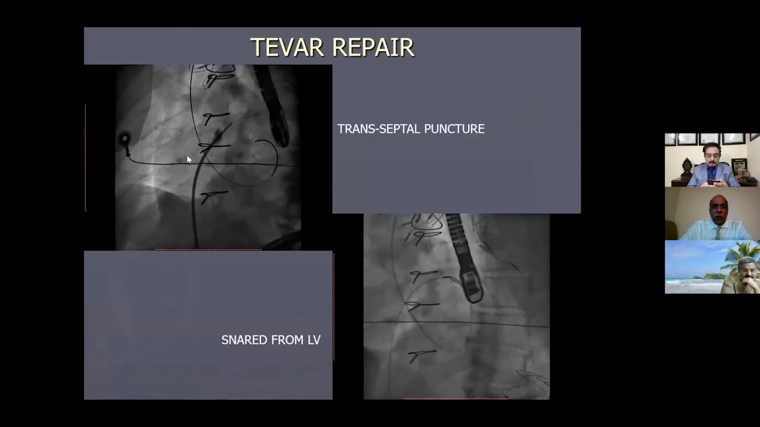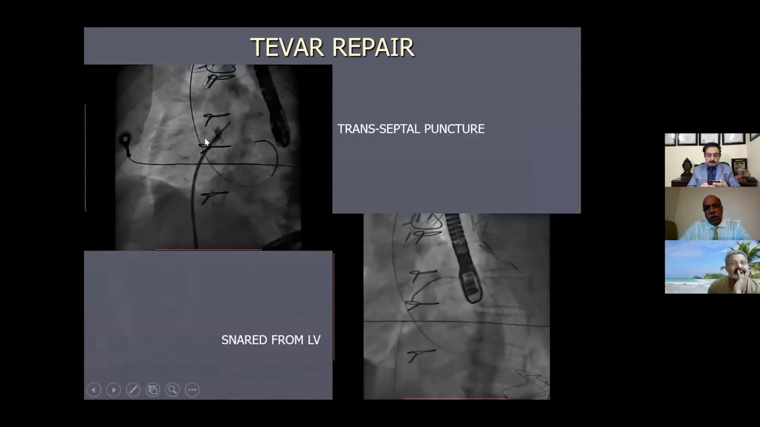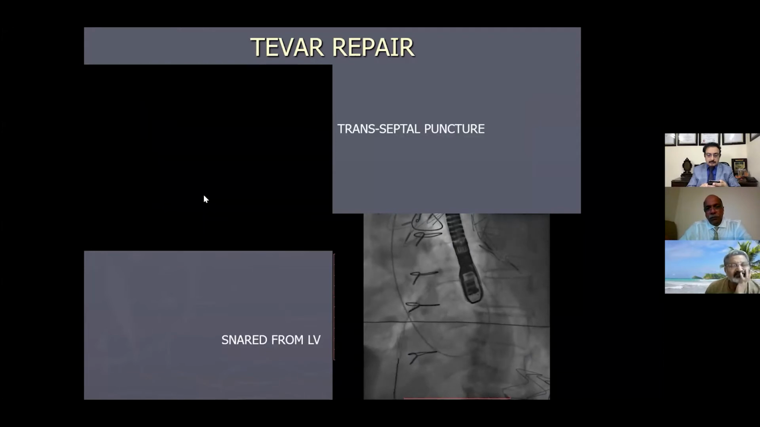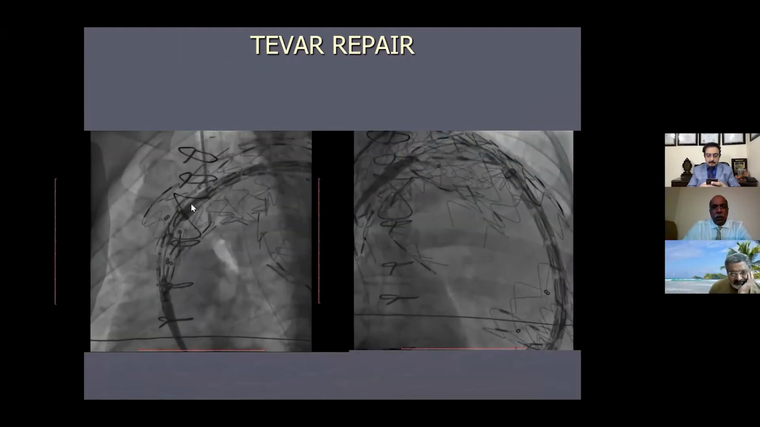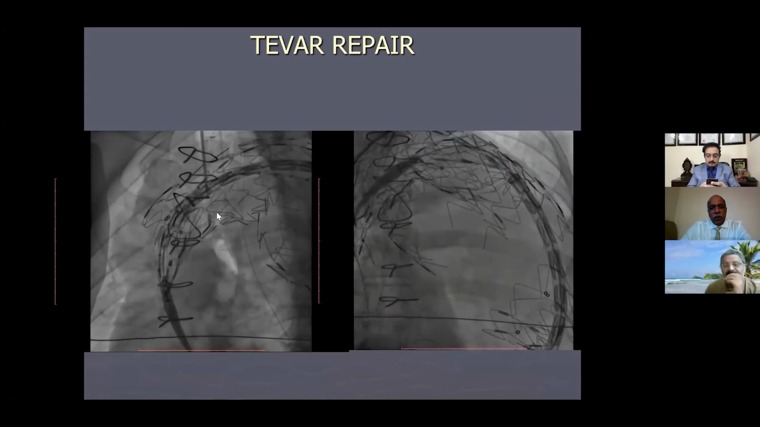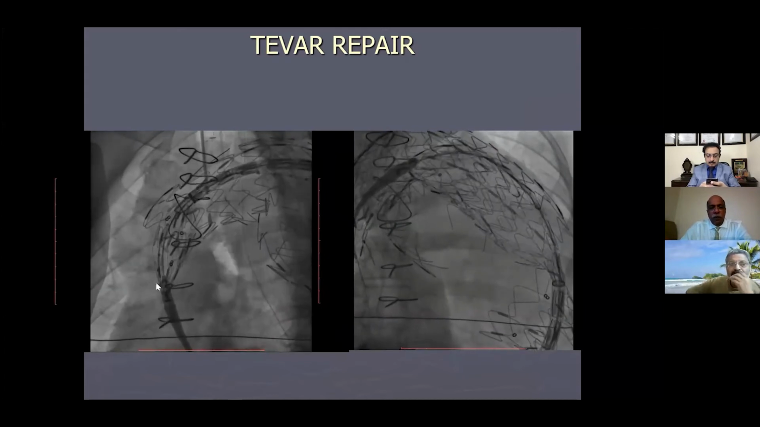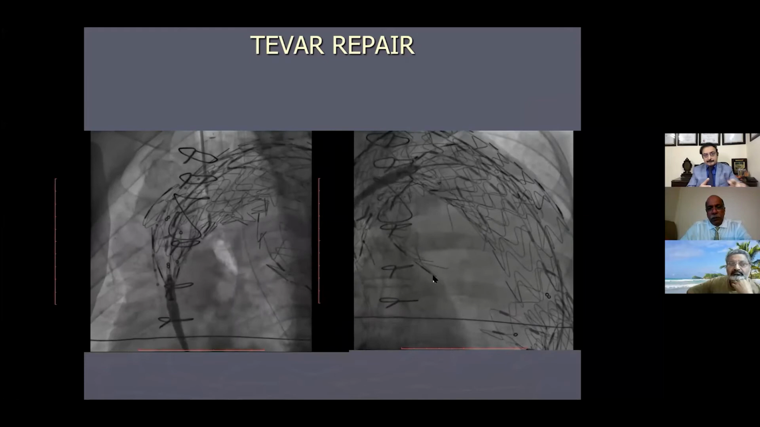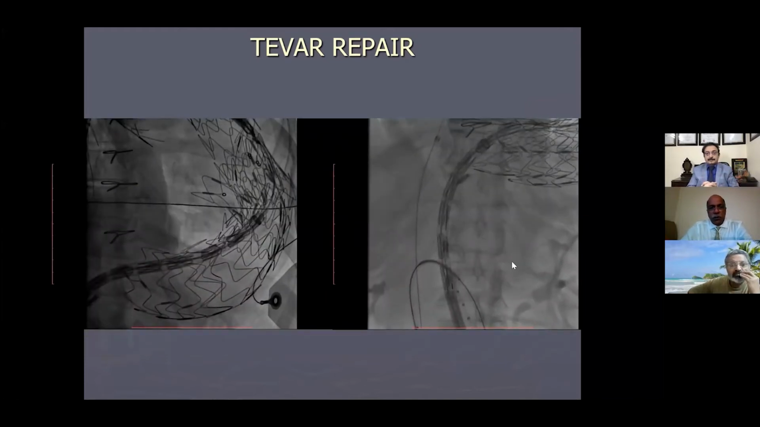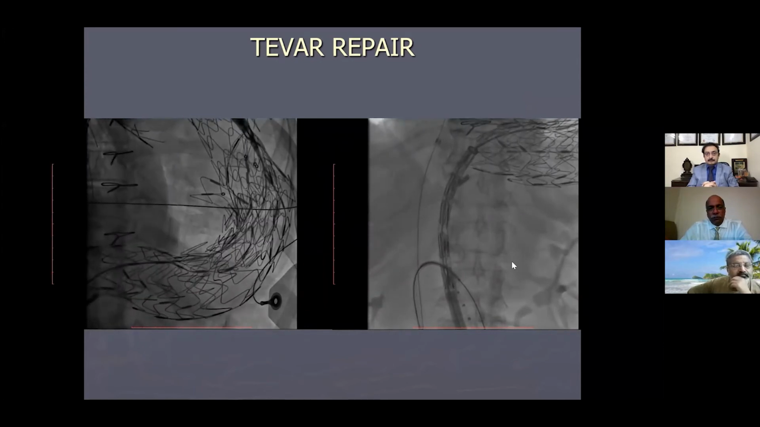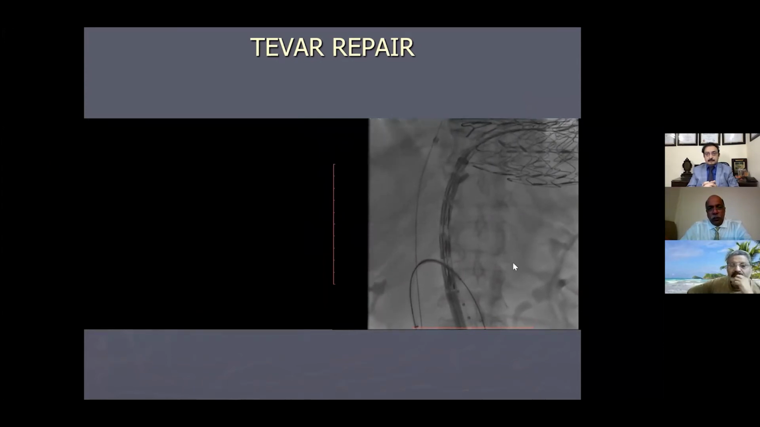And if you see, we did a transseptal puncture, and we snared the wire and got it down from the femoral vein. Once we got that, then we managed to get the whole device up. We extended the graft lower down and then covered the entire thoracoabdominal aorta. These are the videos showing you that we've covered the entire thoracoabdominal aorta.